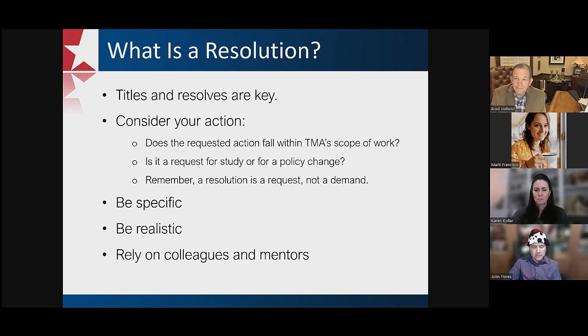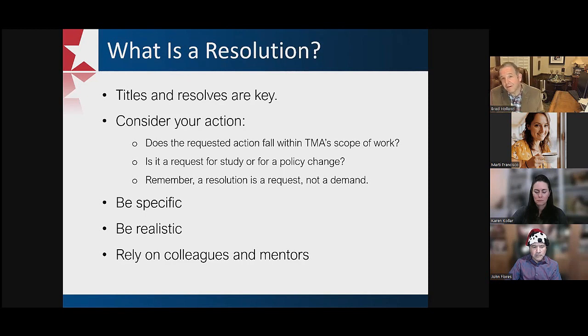Is it right for TMA to have a resolution that would be talking about realtors or cars or something that is not in the bounds of a medical association? It needs to be relevant to what TMA is doing. And does it really significantly change policy, or is it requesting some study so that policy can be changed?